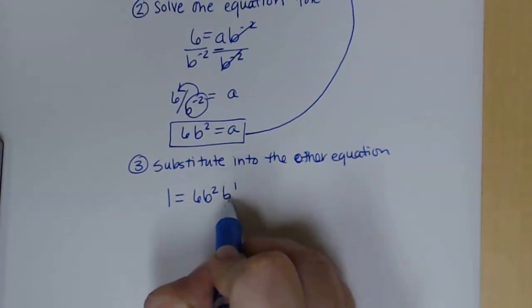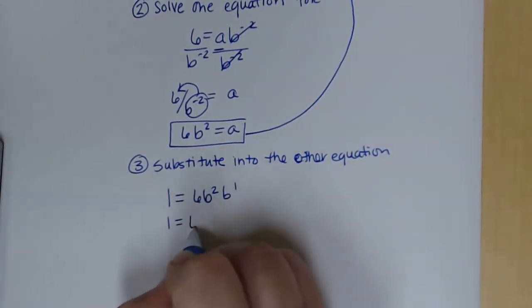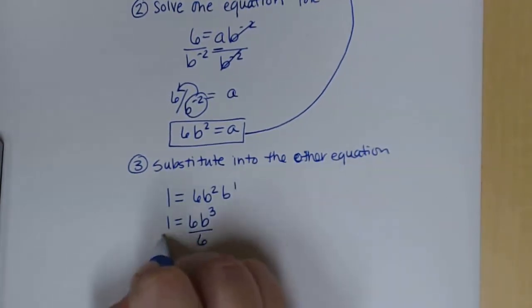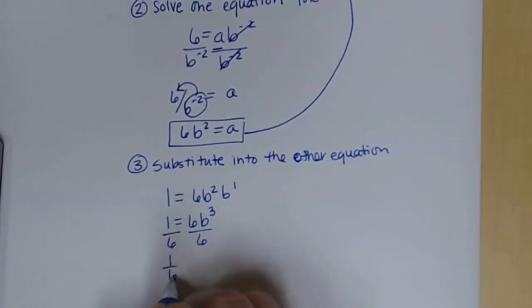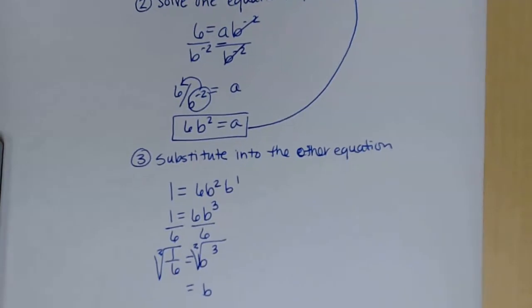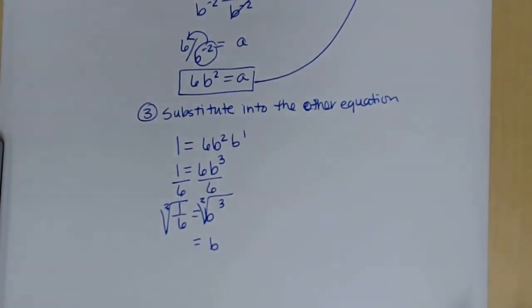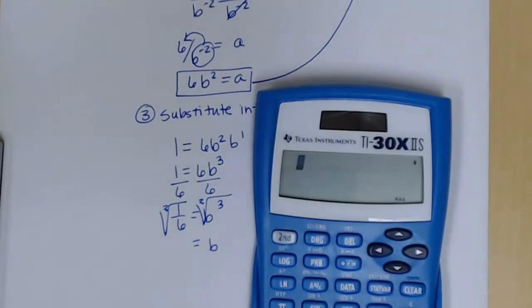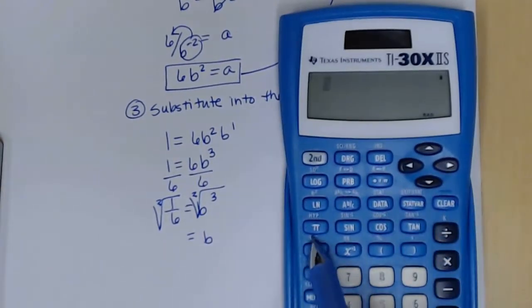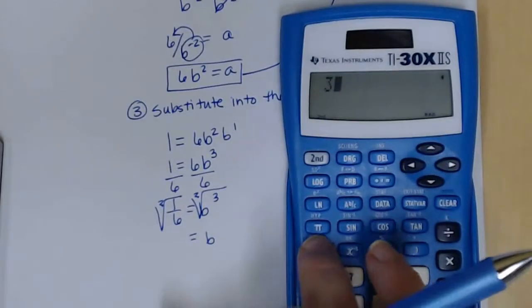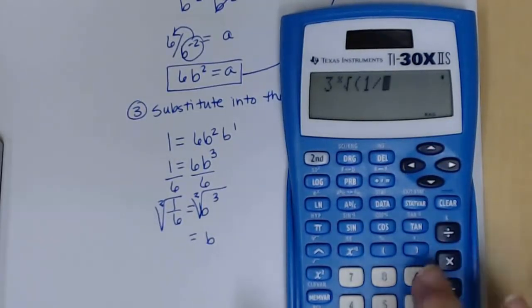So b squared and b to the first, using rules of exponents, give me 6b cubed. Divide both sides by 6. So I get 1/6 equal to b cubed, and then cube root to solve for b, just like we did on the previous one. So you want to go in your calculator. Again, I'll show you this here. So again, we're going to use this button right here. So I'm going to do the cube root of parentheses 1 divided by 6.